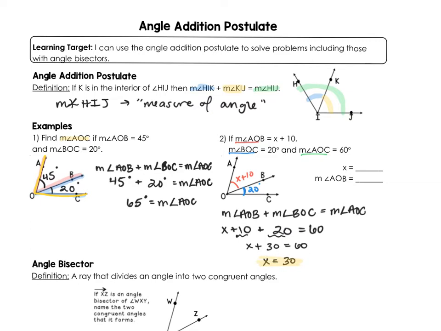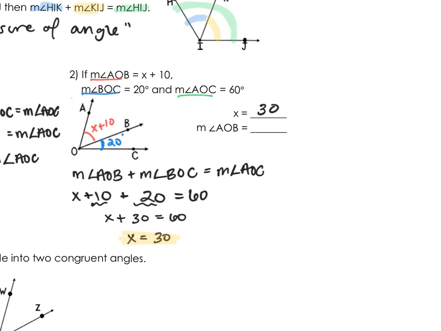But that's not the whole problem. They also asked us to find the measure of angle AOB. So we can do this a couple different ways. I know that x is equal to 30. And I know that the measure of angle AOB is equal to x plus 10. So I can substitute 30 where x is, and I get my angle measurement of 40 degrees.